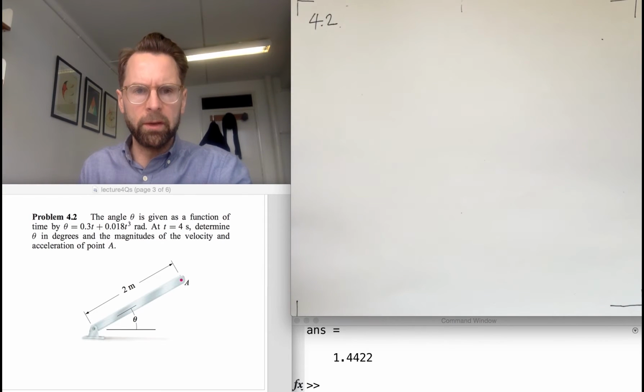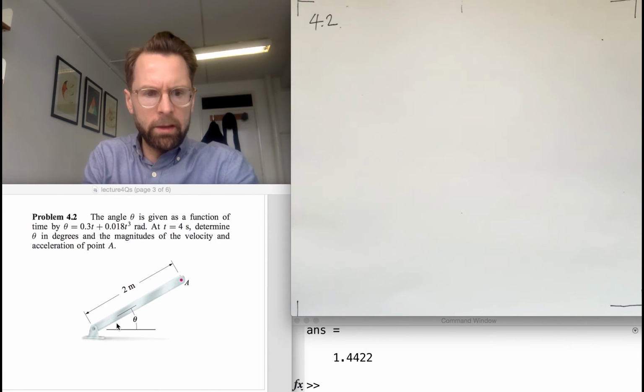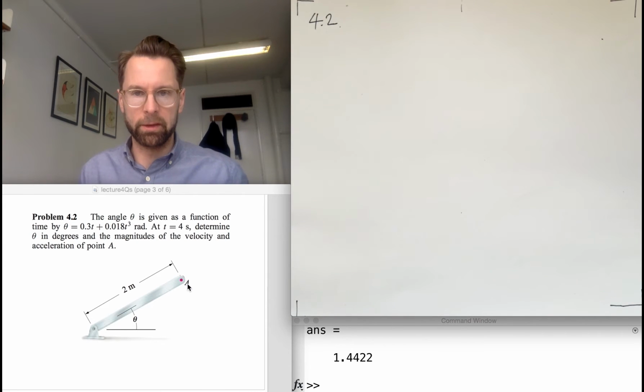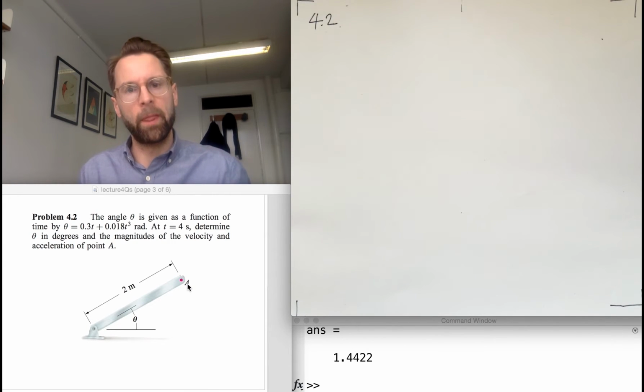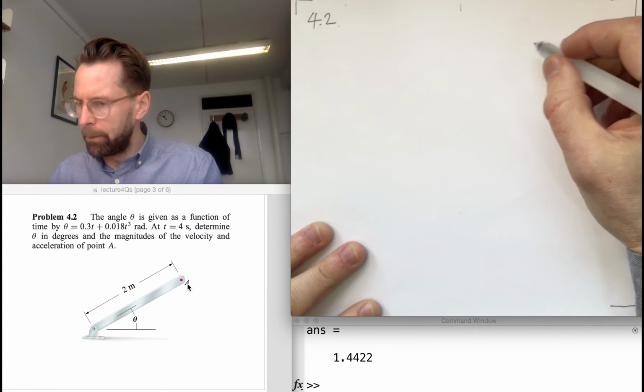Question 4.2 is similar to 4.1 in that it's asking us to calculate for this bar, which is undergoing fixed axis rotation around this fixed axis, what the velocity magnitude and acceleration magnitude are at point A. And again, this is linear velocity and linear acceleration as opposed to angular velocity and angular acceleration.